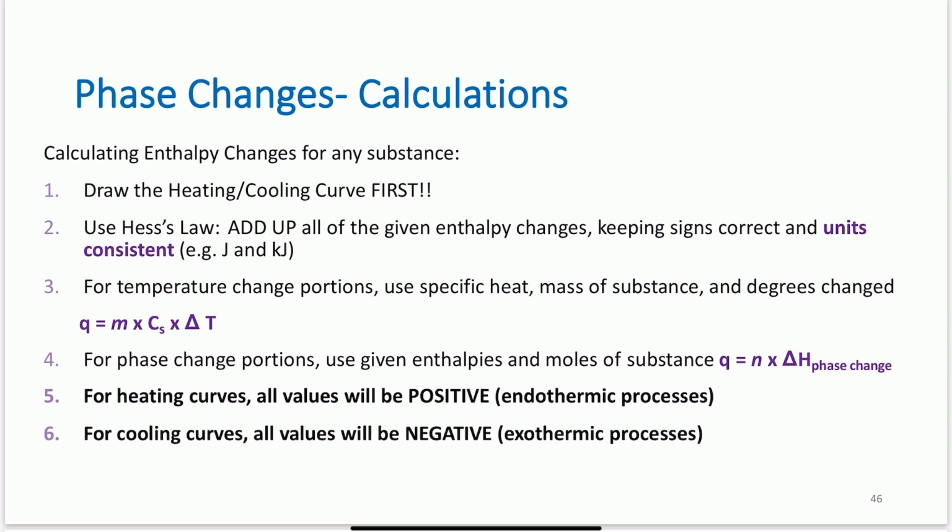For temperature change portions, use specific heat, mass of substance, and degrees change. So the MCAT equation. Remember, this is your kinetic energy. For phase change portions, use the given enthalpies and moles of a substance, and we're going to do stoichiometry. This is your potential energy changing. This is your phase change. For heating curves, all values will be positive because it's an endothermic process, and for cooling curves, all values will be negative because it's exothermic. If I'm heating something up, I'm putting heat into the system, therefore it must be positive. If I'm cooling something down, I'm taking heat away from the system, so it's exothermic.